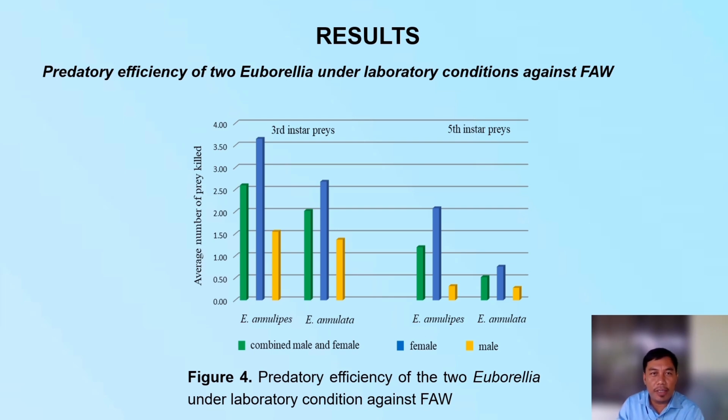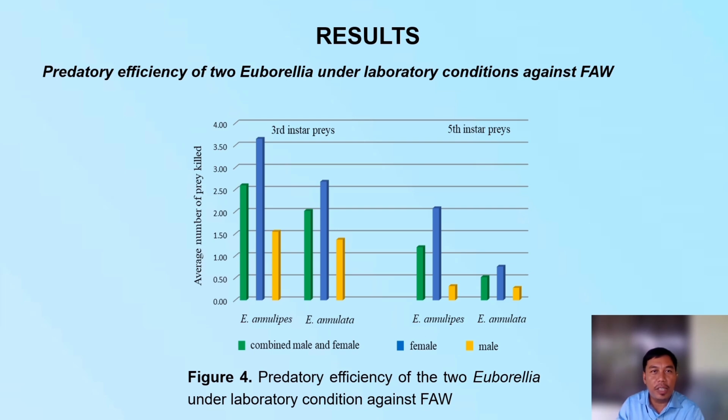Between the two species, there was a significant difference in the number of prey killed by female E. annulipes compared to E. annulata, but not in males of the two species, which had identical values. The highest number of fifth instar prey killed by a single predator was 5 by E. annulipes and 2 by E. annulata, and both were females.